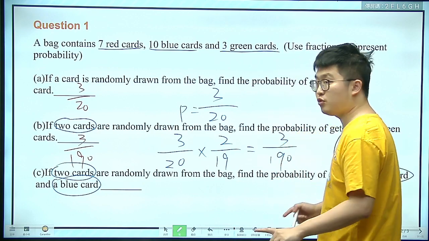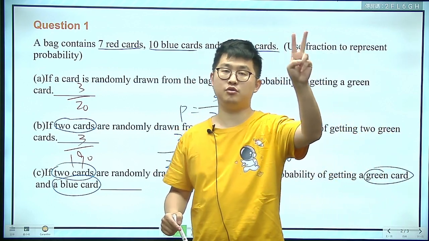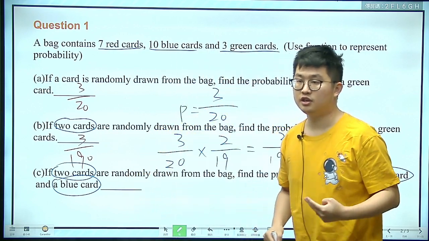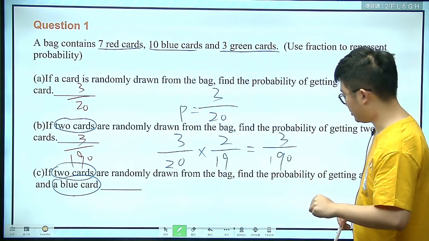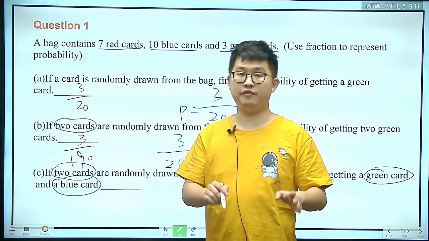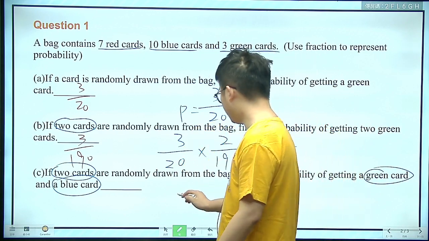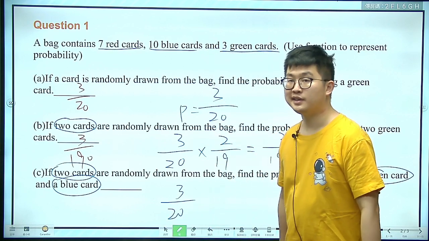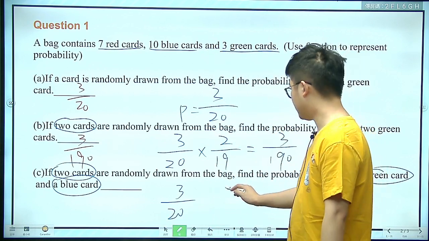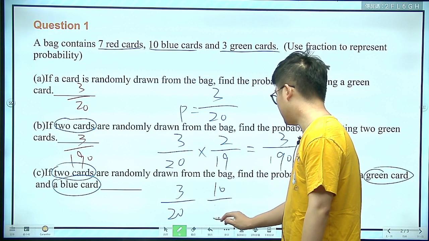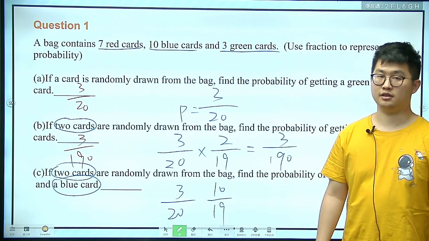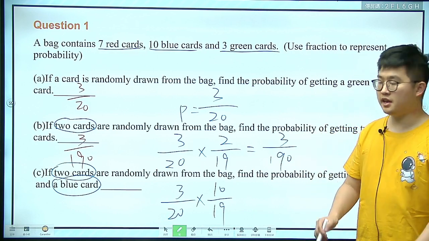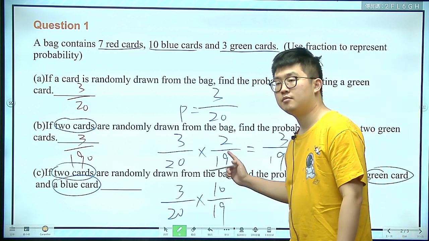We could draw a green card in the first step and then a blue card in the second, or we can draw blue first. So there are 2 situations. The first situation would be green first, blue second. First step, 3 green cards over 20. Second step, we draw a blue one, 10 blue cards over 19. So multiply them. This is the probability of green first, blue second.